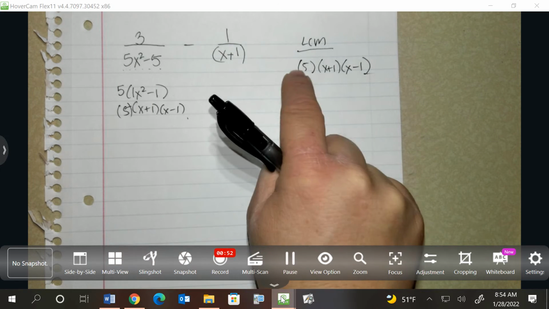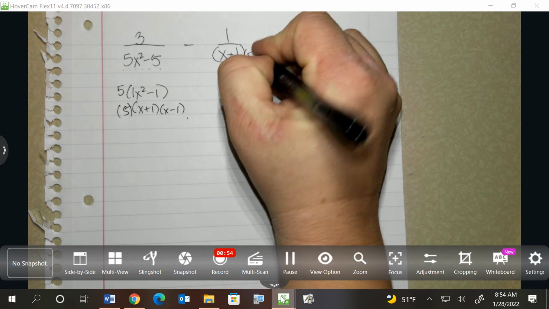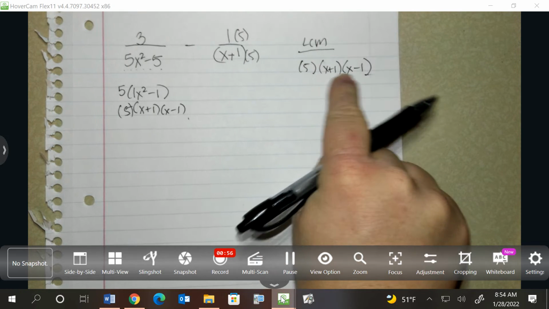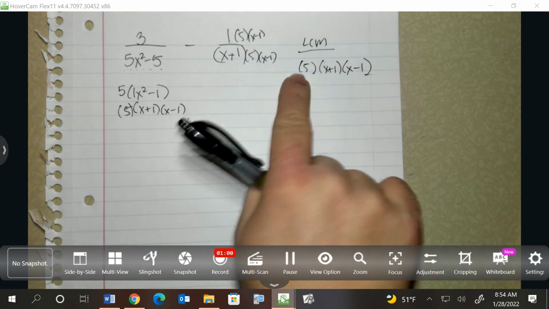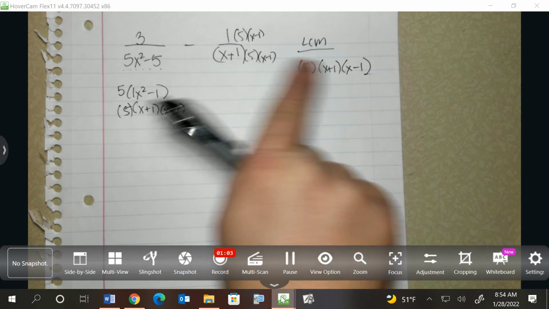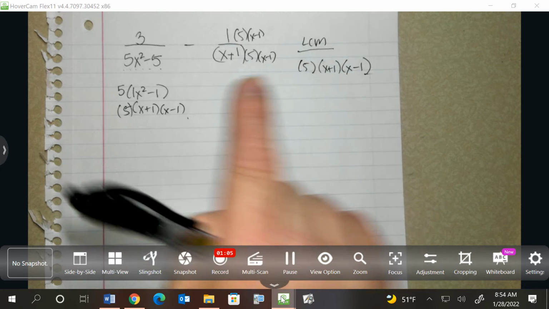The right-hand side, it's missing a 5. Whatever I do to the bottom, I need to do to the top. It's missing an x minus 1. Now I'm checking 5, x plus 1, x minus 1, 5, x plus 1, x minus 1. So what do I do?